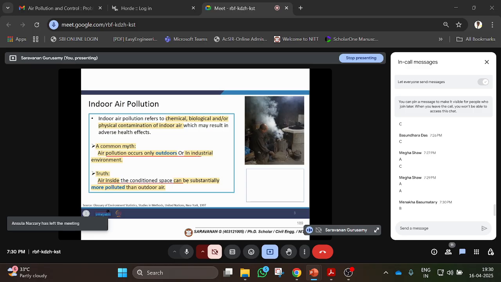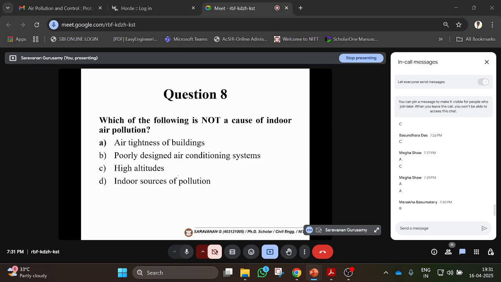The truth is the air inside a conditioned space can actually be more polluted than the outdoor air, because it's a confined space. So there is stagnation of air pollution. There is no ventilation. So there will be more pollution indoors compared to outdoors, because outdoors has good dispersion.